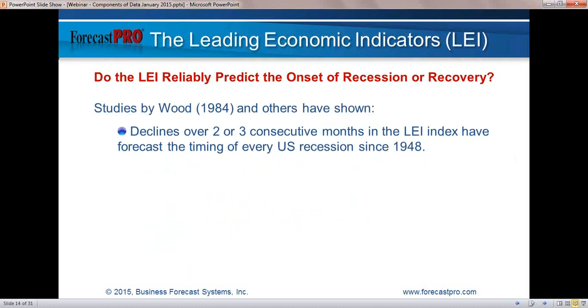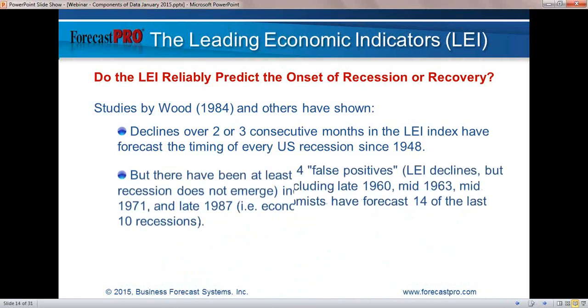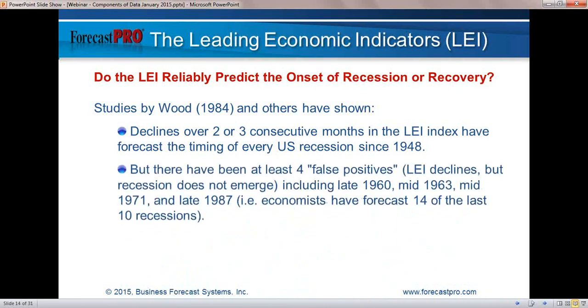And so there was a study that said if we go back in time and we look, how often did that formula work? In other words, kind of a cookbook here. And the recipe says 2 or 3 consecutive months of decline indicate a recession is coming. And the good news is if you actually look at this historically, you can indeed forecast the timing of every U.S. recession since 1948 when the study was done. The bad news is you would have also been forecasting recessions when they didn't occur. So the declines occurred, but the recession didn't. So that's what we call a false positive.